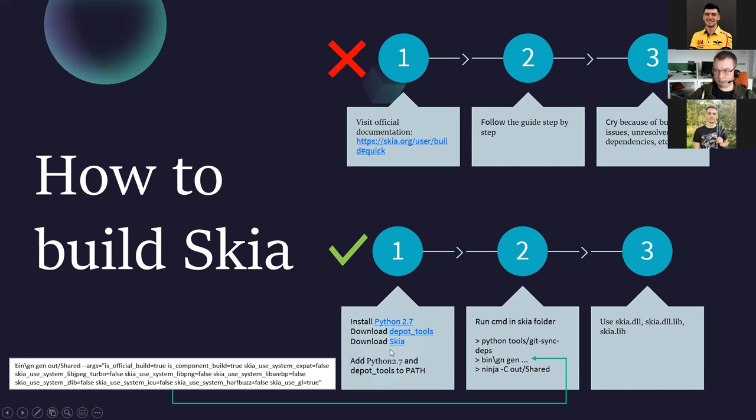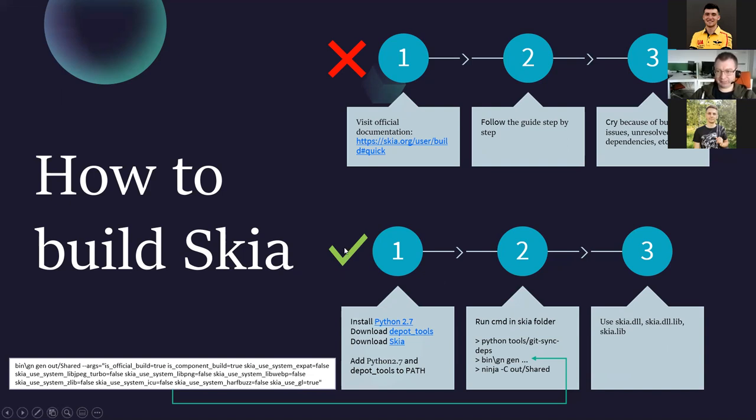Now we can build Skia, and Google uses the GN Ninja build system. So we need to run cmd in the Skia folder and run the tools git-sync-deps Python script to download all third-party libraries like libjpeg, libpng, webp, and so on. Now we need to generate ninja files and call the gn gen executable with this huge list of parameters, because Windows doesn't include libpng and libwebp libraries. So we need to build them from third party and run the ninja command to build our Skia DLL and library.